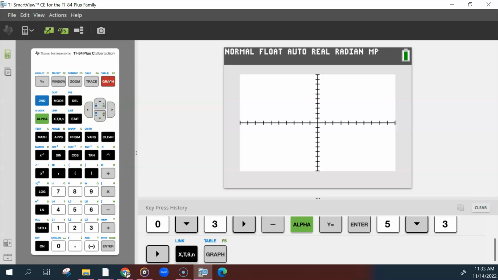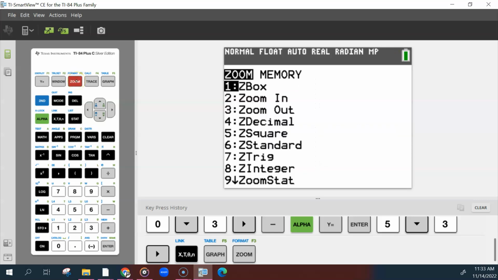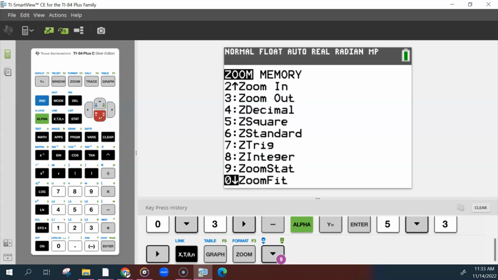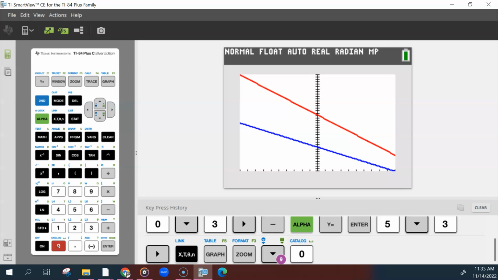Then one of two things will happen. You'll either see them or you won't. Because these are bigger numbers, you may not see it. So we're going to zoom fit. I went into zoom, zoom fit, which is 0. Zoom, and then scroll down to zoom fit. I would hit graph, and then I hit zoom, and then scroll down to zoom fit.